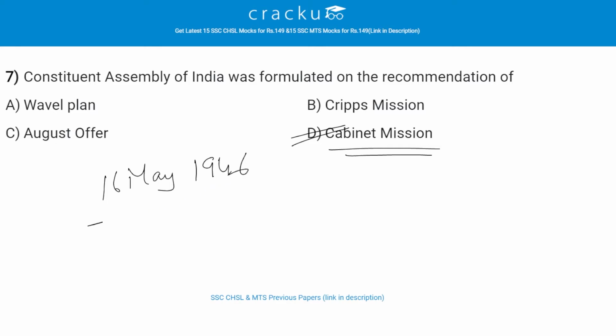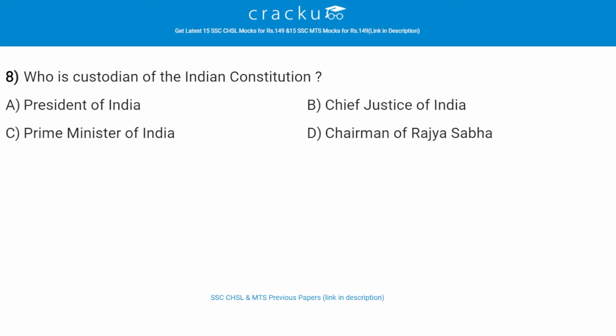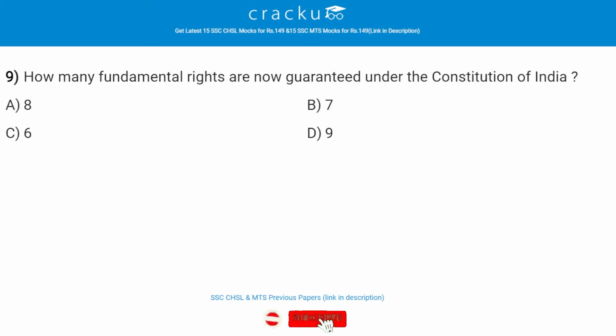May 1946. Who is the custodian of the Indian Constitution? The correct answer is B, that is Chief Justice of India. How many fundamental rights are now granted under the Constitution of India? The correct answer is C, that is 6.